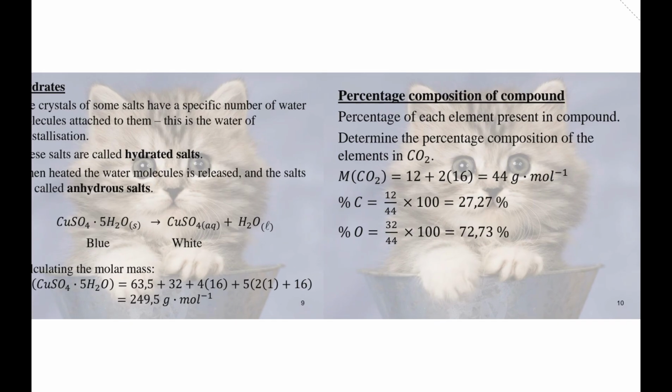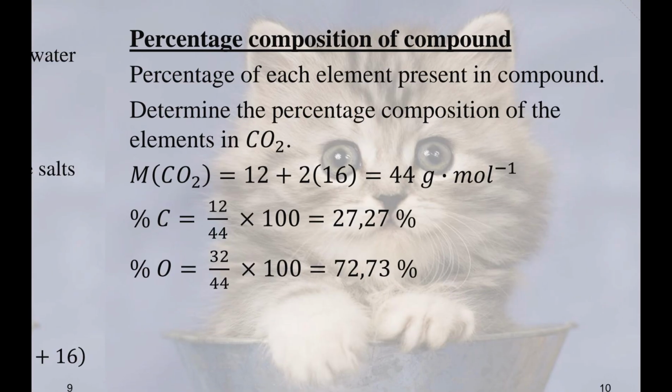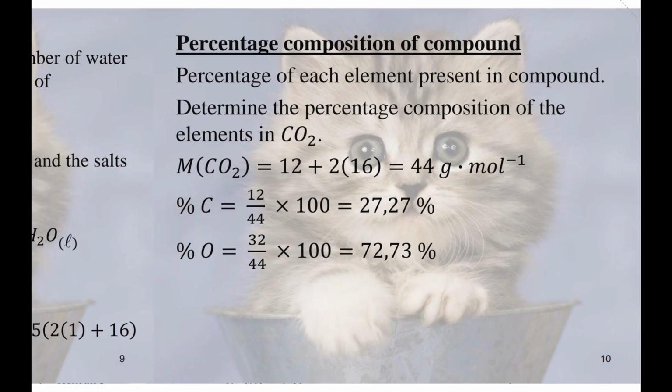Now we've got percentage composition of a compound. How do we calculate the percentage composition of a compound? It is the percentage of each element present in a compound. Determine the percentage composition of the elements in carbon dioxide. The first thing you need to do is to calculate the molar mass of carbon dioxide. Carbon is 12 and oxygen is 16, times 2. Then you get 44 gram per mole.